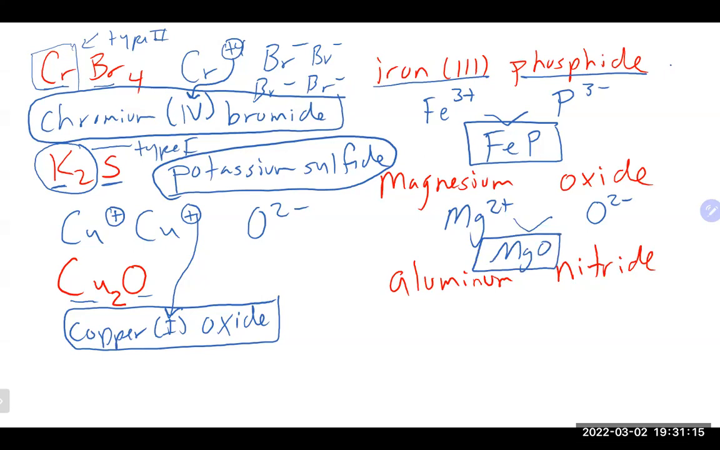Magnesium with a +2 would be our cation, right? And our anion here would be our oxygen with a -2 charge. Question on that one. Lastly here, aluminum and nitride. Aluminum, which is group 3, tells me it has a +3 charge. Our nitride, which is group 5, has a -3 charge.